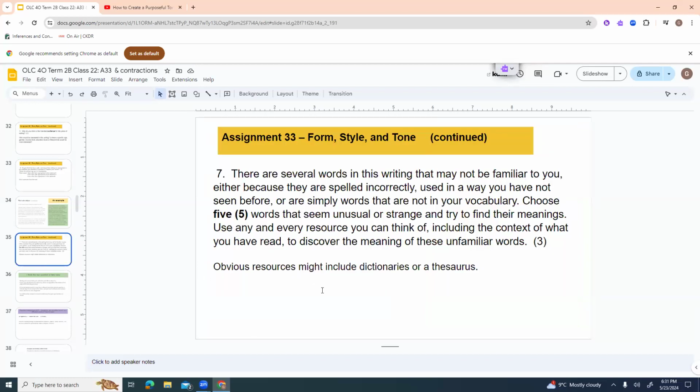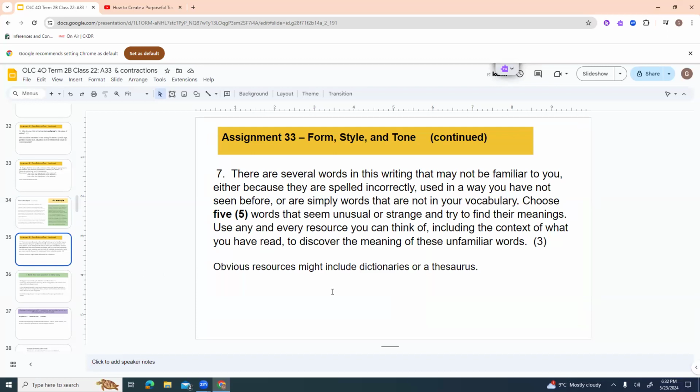Oh, last one that's from the original, and then we'll switch over to the new one. There are several words in this writing that may not be familiar to you, either because they're spelled incorrectly, used in a way you've not seen before, or are simply words that are not in your vocabulary. Choose 5 words that seem unusual or strange and try to find their meanings.